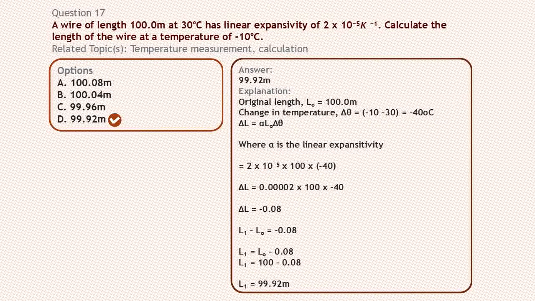So we say the change in length is equal to the new length minus the original length. If we now bring this original length to this side, we are going to have the new length to be equal to the original length plus this change in length. So the original length is 100, so we have 100 minus 0.08, and this will be 99.92 meter.